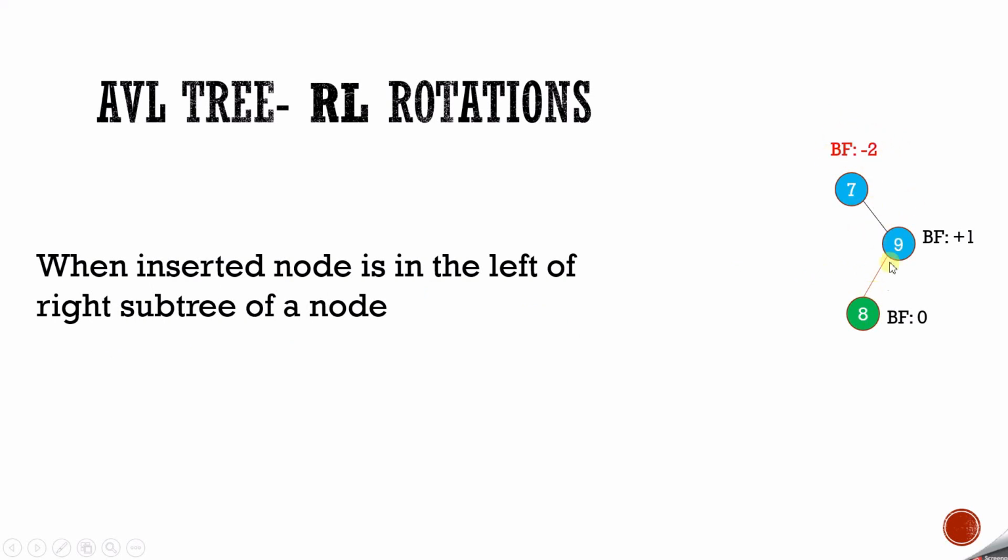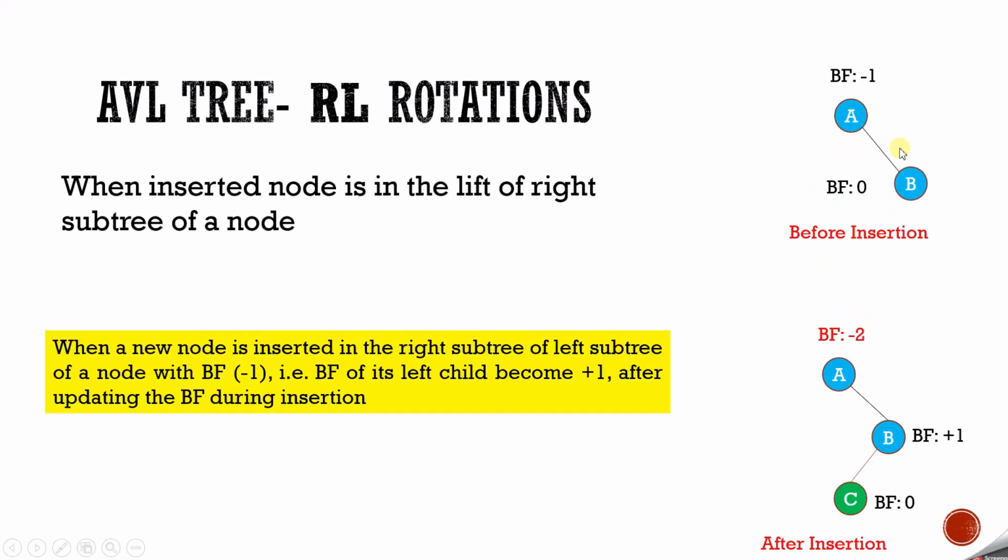Here there are 2 edges, which means the height of the right subtree is 2 and the left subtree is 0. So in that case the balancing factor is 0 minus 2, which means -2. Now when will this happen?